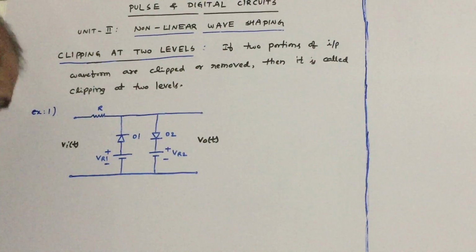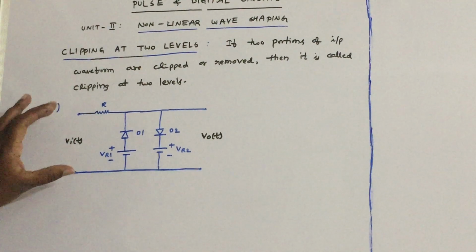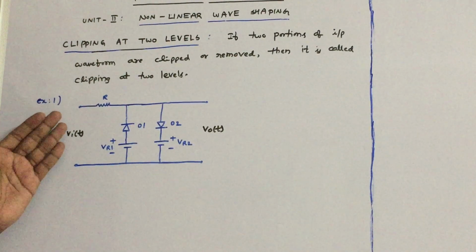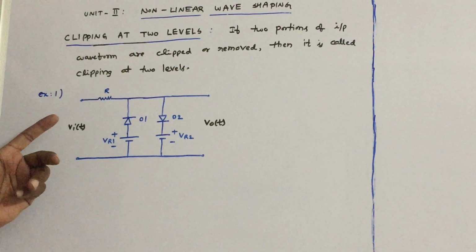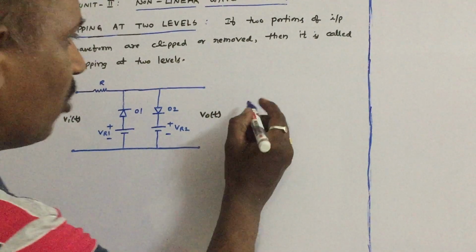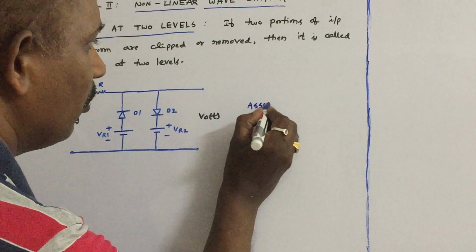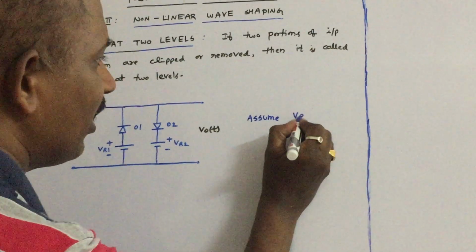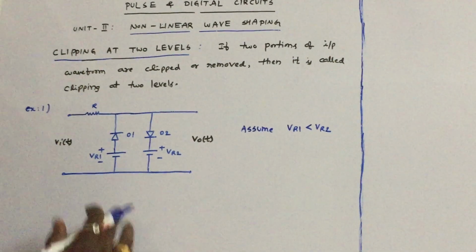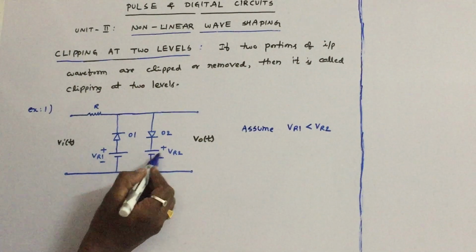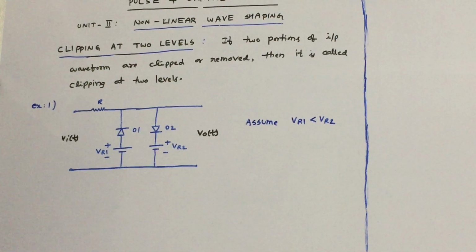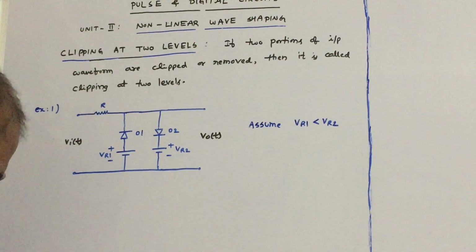See, the circuit operation is divided into three cases. Previously, at one level clipping, we had only two cases, but here we take three cases. In this circuit, let us assume that the reference voltage VR1 is less than VR2. We have assumed that if VR1 is 2 volts, VR2 is taken as 3 volts. That means VR1 is less than VR2. So let us discuss these three cases, very simple.